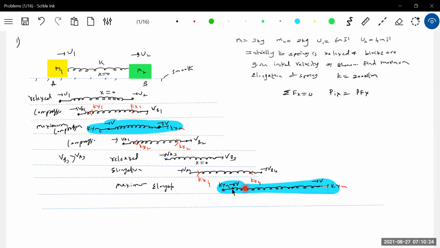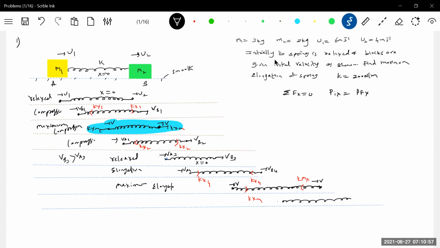Who will determine that? Which one is having more momentum? Okay, this one. So here it will be kxm, sorry. So at maximum elongation this will be, okay, I'll give one more.